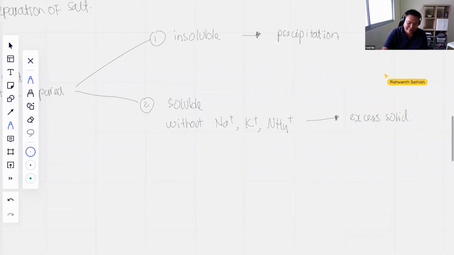Excess solid method. Number three is soluble with spar. What method do you use? Titration.